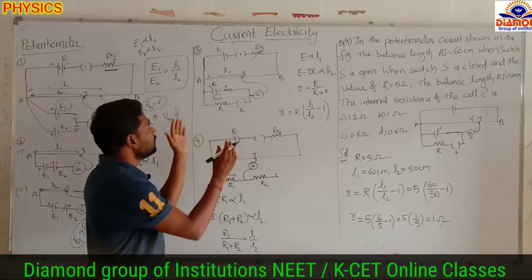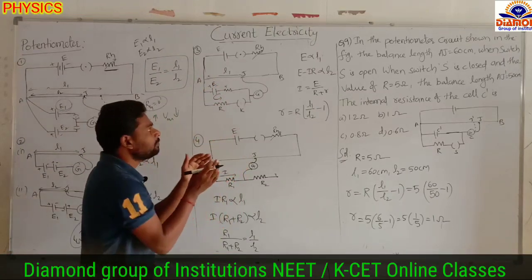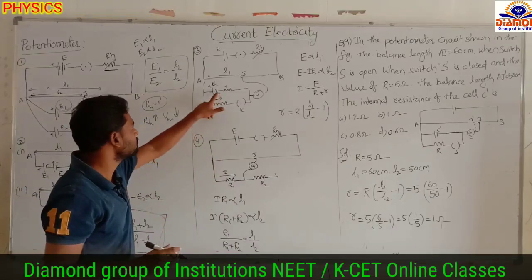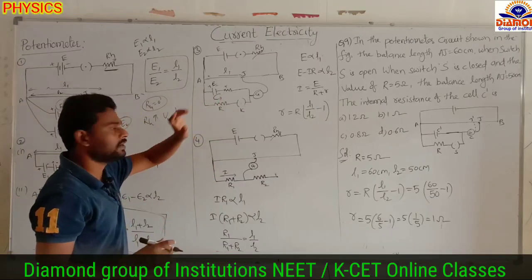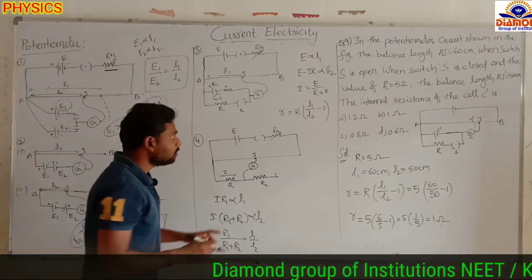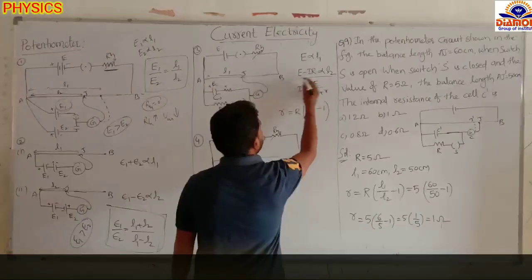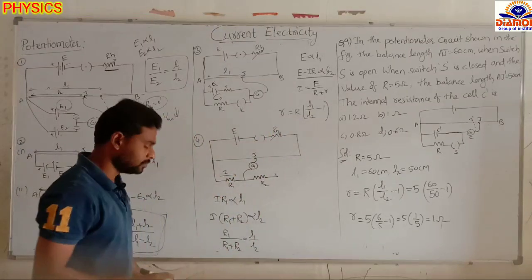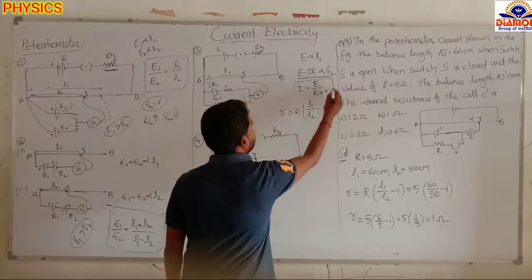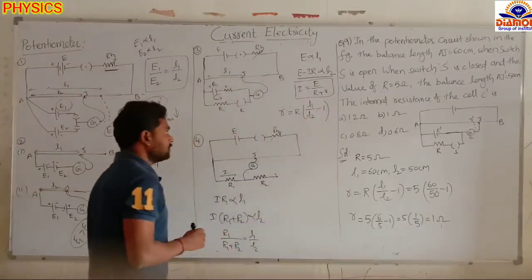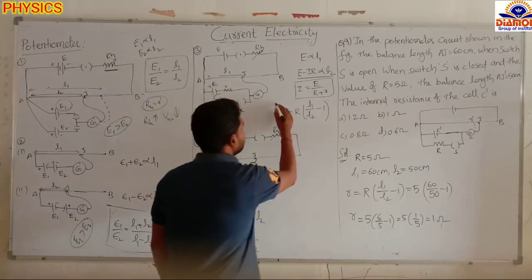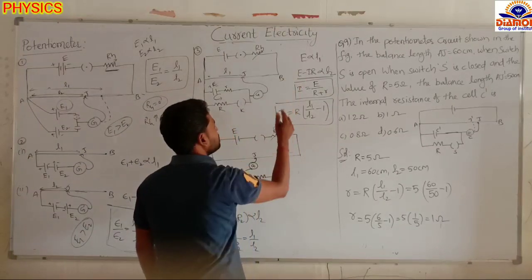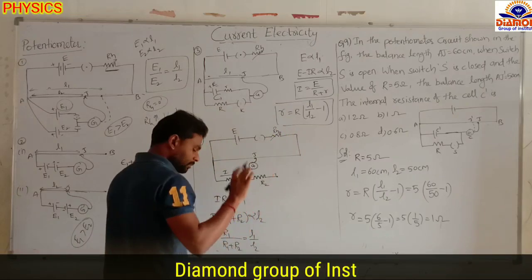So L2, compared with the initial, the length will decrease. Why? Because some potential is dropping through, or discharging through, the R resistance. So E minus IR is directly proportional to L2. L1 is more, L2 is less. Remember that point also. And you already know the formula to find the current, I equal to E by R plus r. So remember this formula, derived from these conditions.